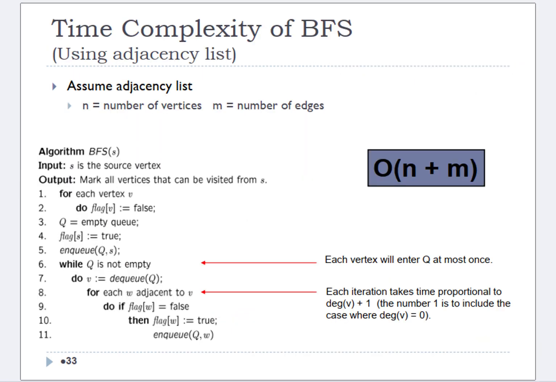Time complexity of BFS using adjacency list. Assume adjacency list, n equals number of vertices, m equals number of edges. The complexity is O(n plus m). Each vertex will enter Q at most once. Each iteration takes time proportional to deg(v) plus 1. The 1 is to include the case where deg(v) equals 0.